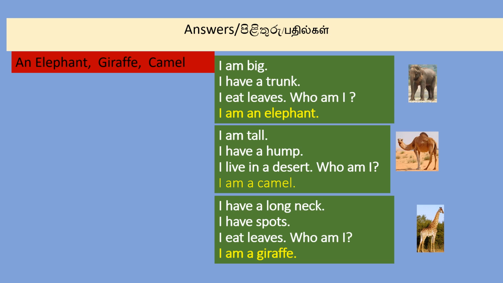Answers. I am big. I have a trunk. I eat leaves. Who am I? I am an elephant. I am tall. I have a hump. I live in a desert. Who am I? I am a camel.